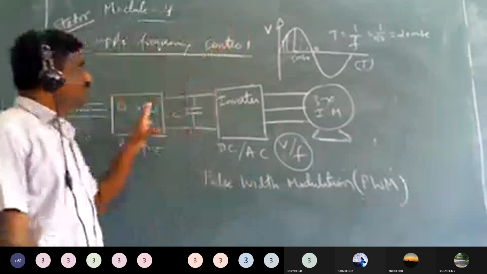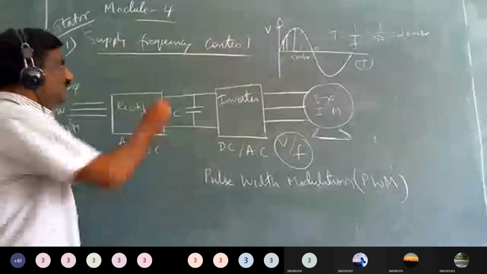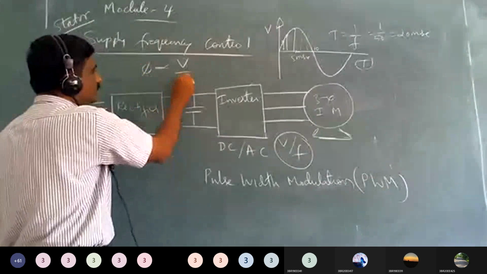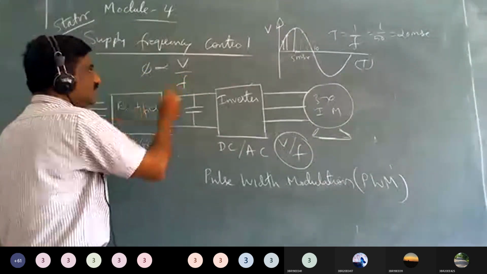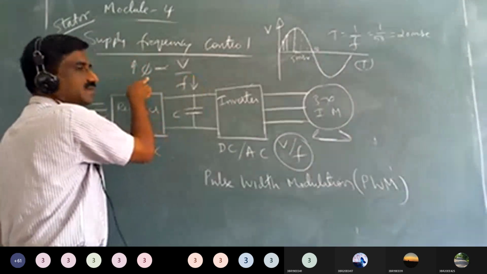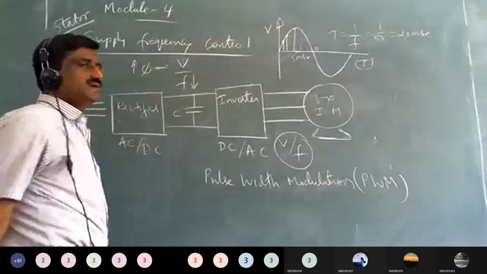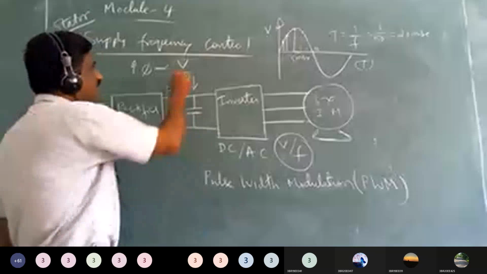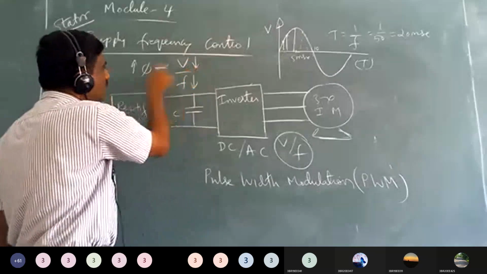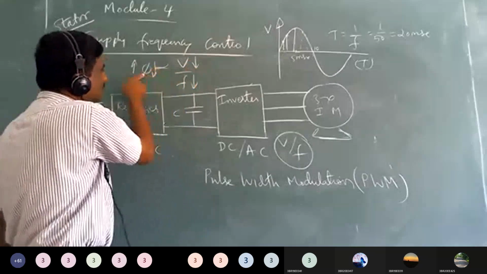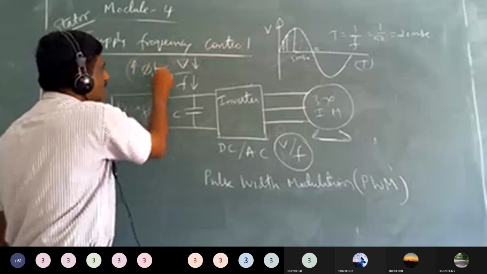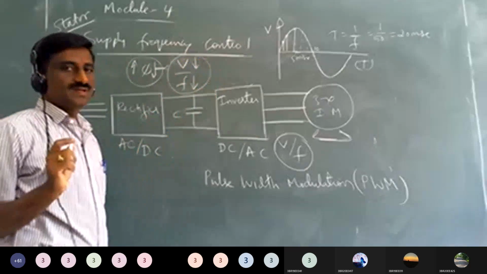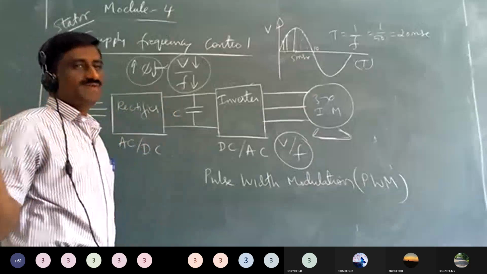So what you have to understand here is the first method: flux is directly proportional to voltage and inversely proportional to the frequency. If you decrease the frequency, flux increases, and when flux increases, it affects the operation of the induction motor. Flux is to be constant, so we have to decrease the voltage also. When you decrease the voltage, the flux that had increased is now decreased. So this is maintained constant by maintaining V by F constant. That's what this method is called: volts per frequency control.